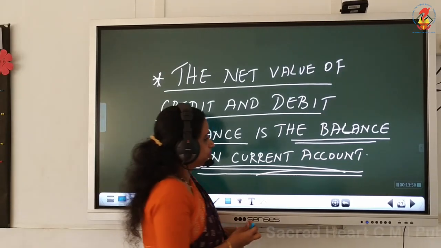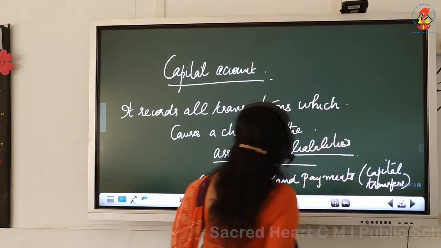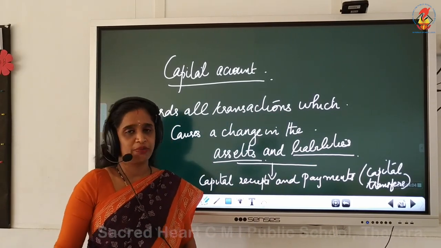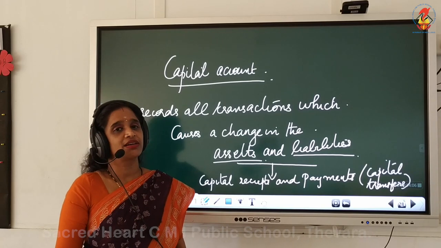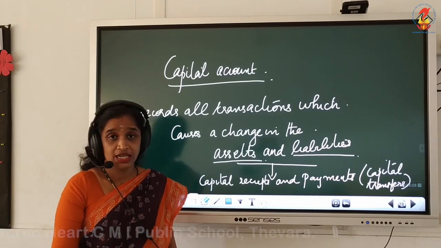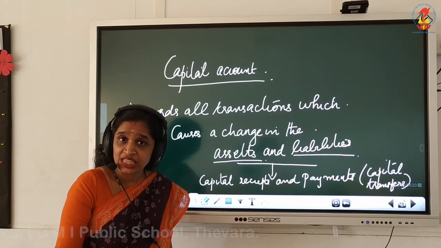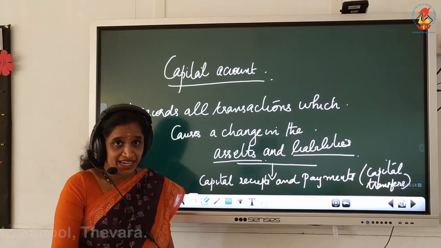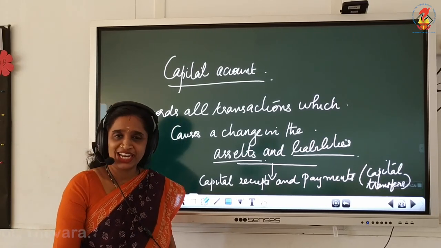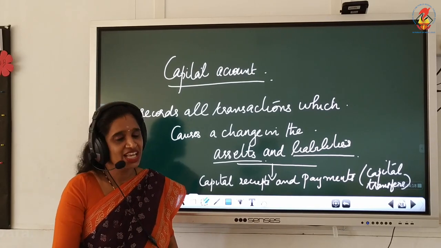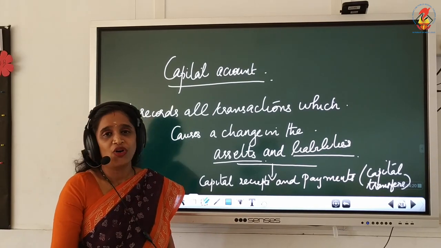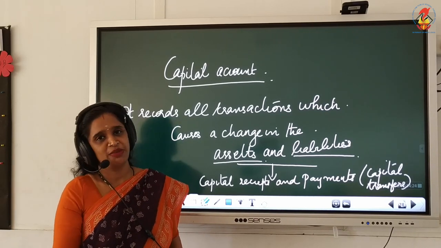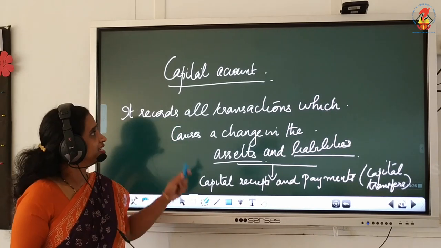Now we will move on to the next topic, that is capital account. I told you there are two accounts for balance of payment. They are current account and capital account. Current account consists of the first three economic transactions of BOP, that is visible items, invisible items and unilateral transfer. Just now we finished. And the next is all the items related to the capital receipts and payments which will come under the capital account.